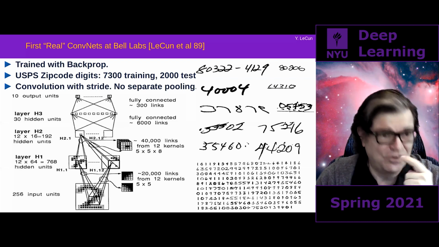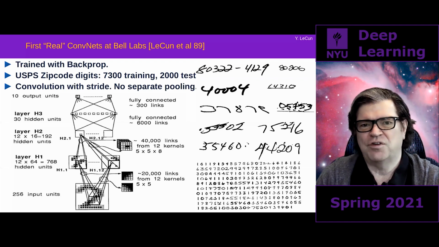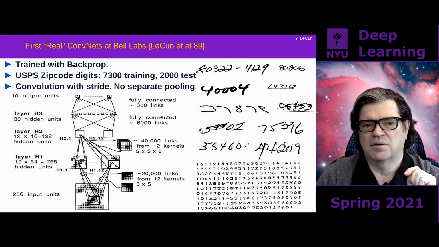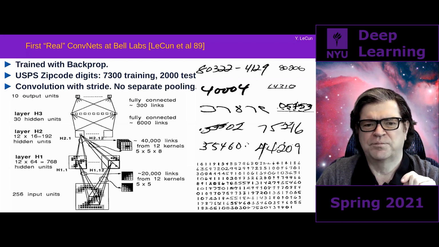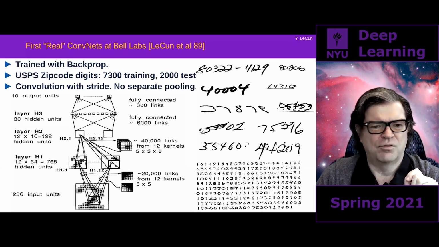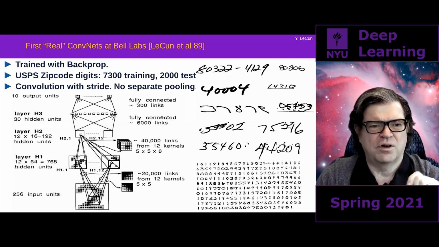This particular convolutional net is one of the first practical convolutional nets to recognize characters. This one does not have separate pooling layers. It's basically only convolutions with stride or without stride. I think this one had 2 layers of convolution with stride 2, with 5 by 5 kernels, 12 feature maps in the first layer, and then 16 feature maps in the second layer, and then 30 hidden units, and then the output.